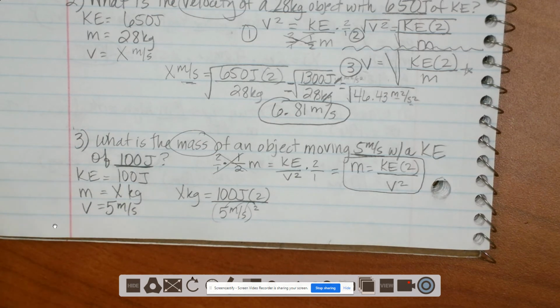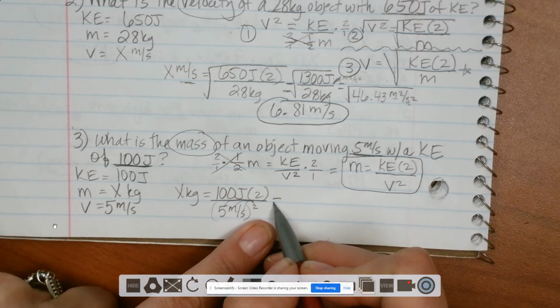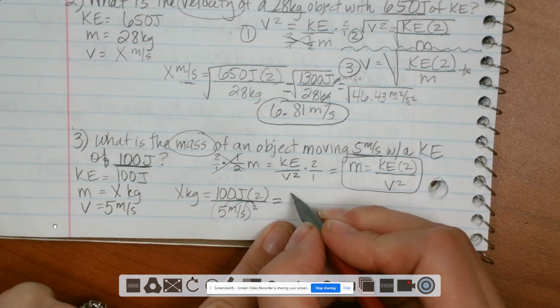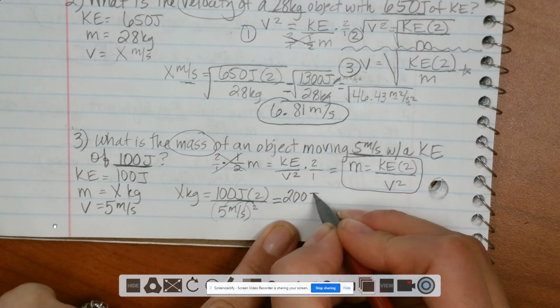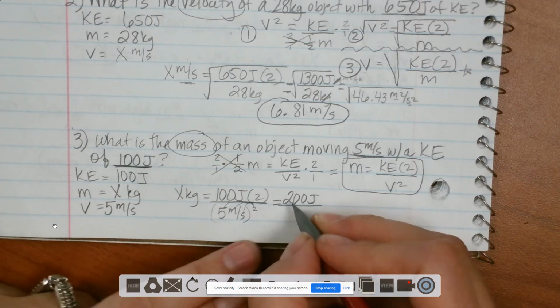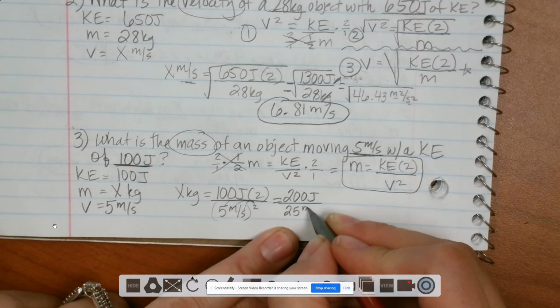Okay, so according to order of operations, I have to solve everything on top and everything on bottom. There's multiplication on the top and there's squaring to do on the bottom. So it doesn't matter which order I do the top or bottom, because I'm going to bring them over here and then divide. So 100 joules times 2 is going to be 200 joules. Simple. Now I'm going to square 5. Well, I can do that in my head because I know 5 times 5 is 25. But remember, you're squaring the meters and the seconds. So it's meters squared per second squared.